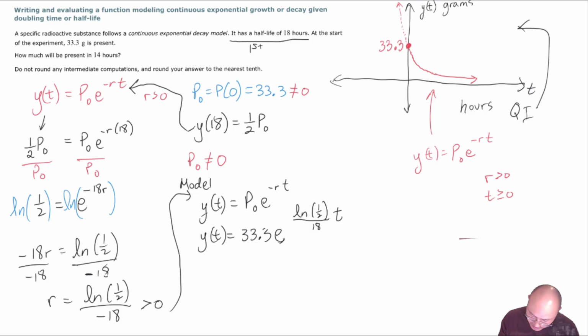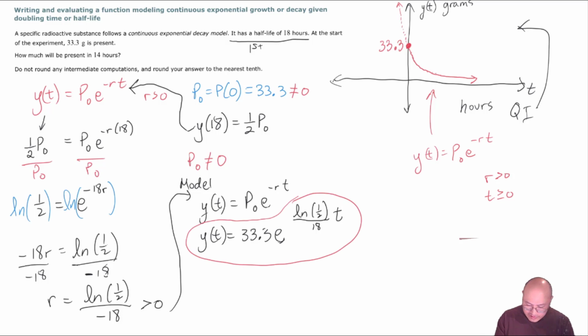And so we get our model. And this is really one of the key steps in the problem. I'm actually going to circle that. That's how important it is. The first thing you want to do is use the half-life. The second thing you want to do is get your model. Now the third thing is go back and read the problem again and answer the question.